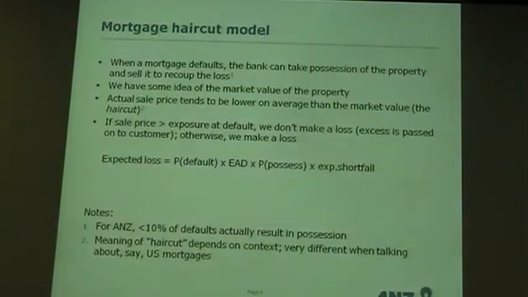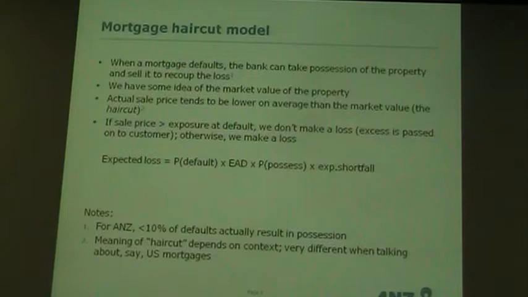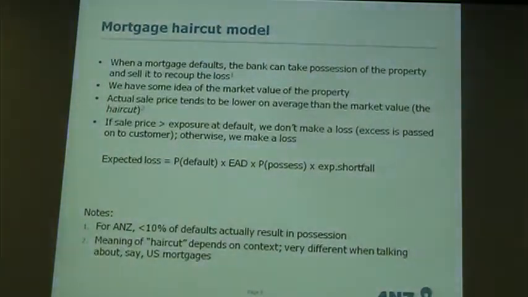Just a couple of notes as context for ANZ. Less than 10% of defaults actually result in possession. So this is not like the situation in the US, where I guess things are a lot more serious. The meaning of the haircut, again, depends on context. For US mortgages, haircuts mean something quite different. So you've heard about banks taking huge haircut losses. They're actually talking about something quite different.